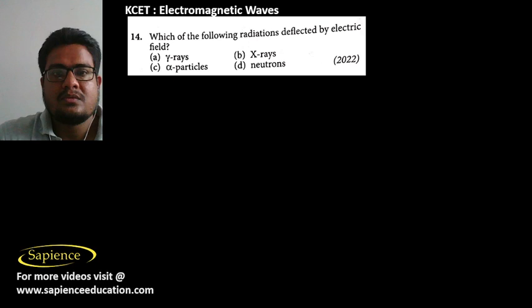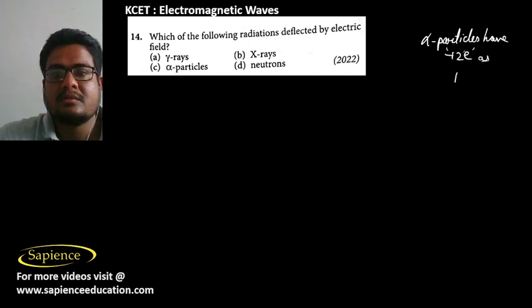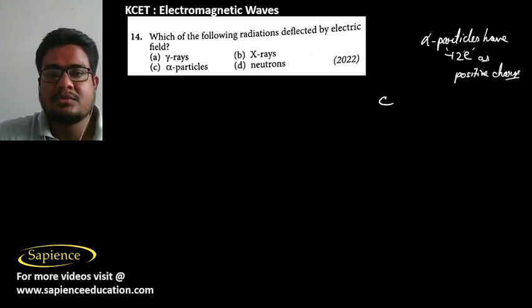Question number 14, it is told which of the following radiations are deflected by electric field. Gamma rays are electromagnetic waves, so these will not be affected by electric field, and neutrons have no charge. That is why they are also not affected by electric field, but alpha particles have plus 2e, positive charge. So they will be affected by electric field, means they will be deflected by the electric field. Option C is the correct.